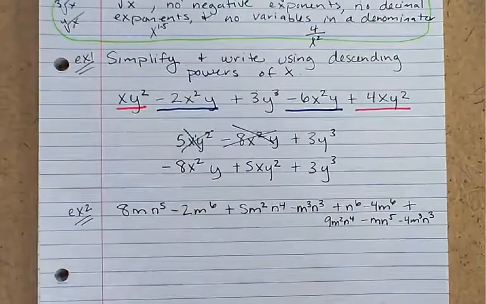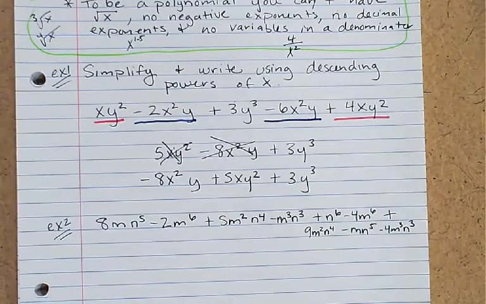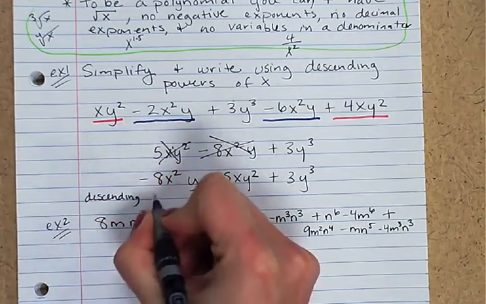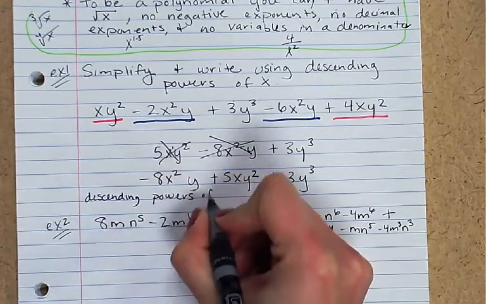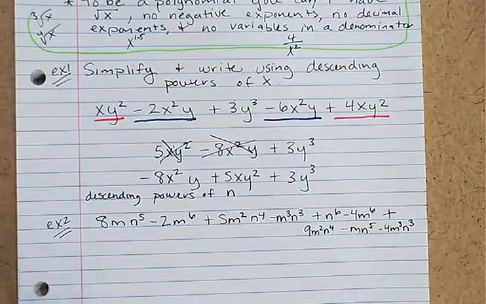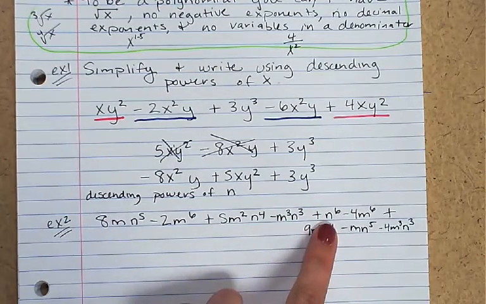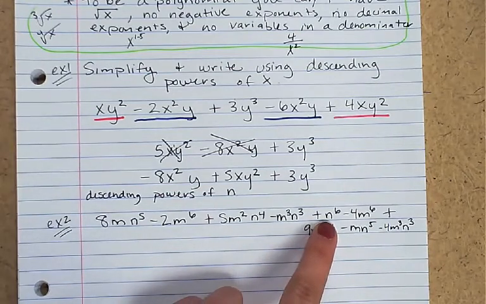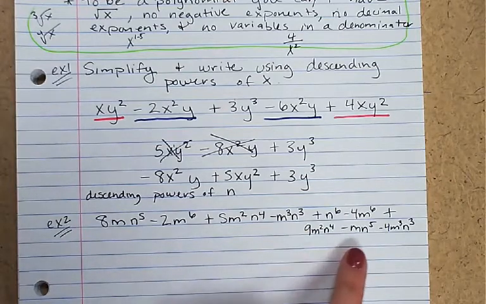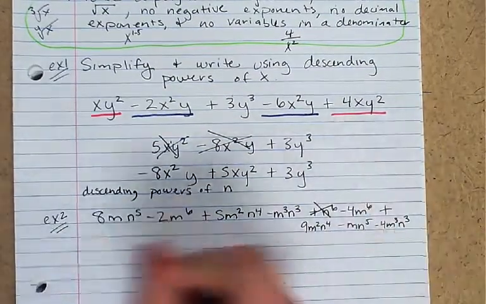Okay, for example 2, we're going to simplify this, and it's super long, but it's best if we just do our best to stay organized. And I'm going to go ahead and say we're going to use descending powers of n. Okay, so as I look here, the biggest exponent I see on an n is this n to the 6th. So once I identify that, I'm going to look through, and I don't see any other n to the 6's. So I'm going to write that first.